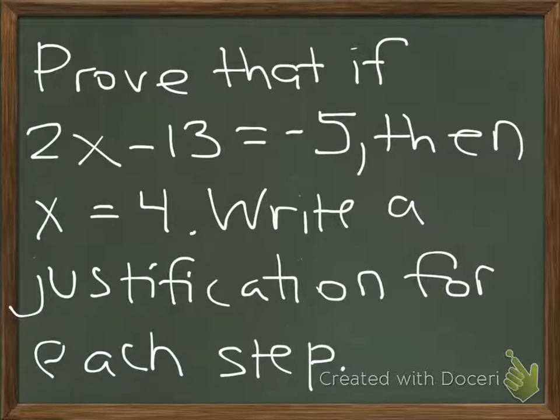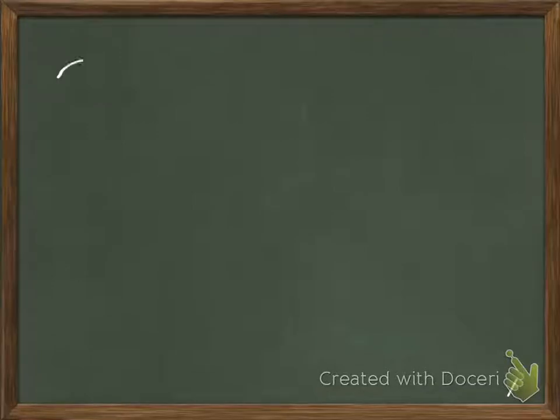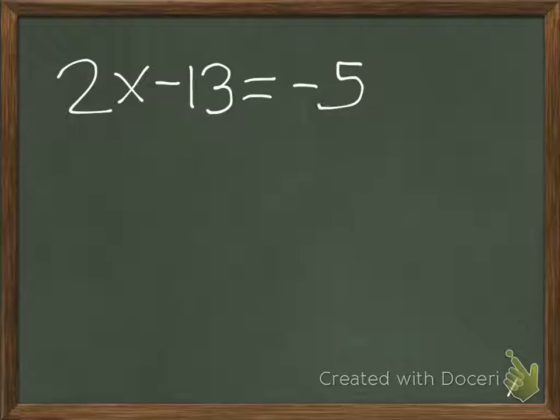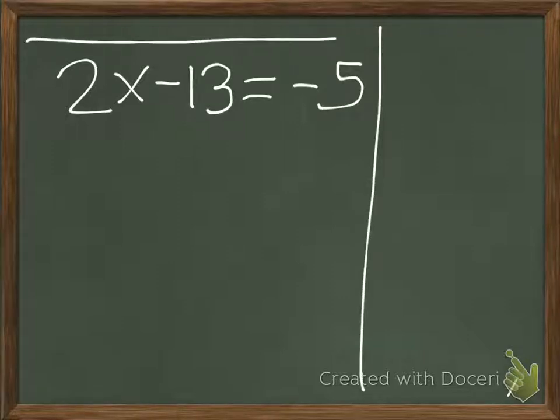And this one, we are going to be proving. So basically, we're going to think about how we're going to solve this, and we're going to write a justification for each step in the solving process. On the next page here, I'm going to solve 2x minus 13 equals negative 5, and I'm going to use a two-column proof.